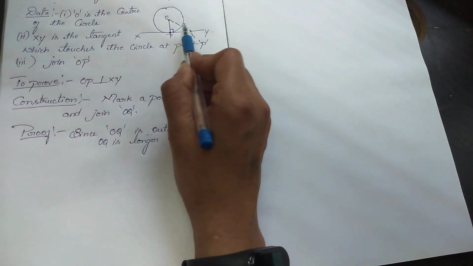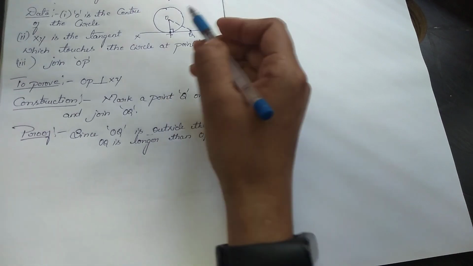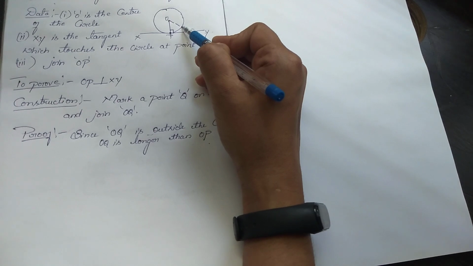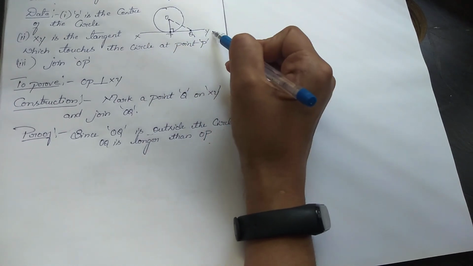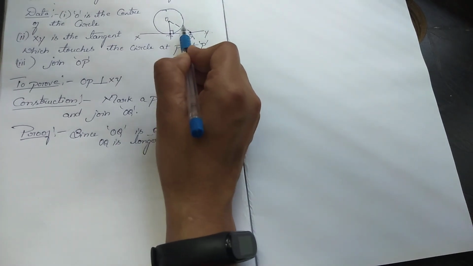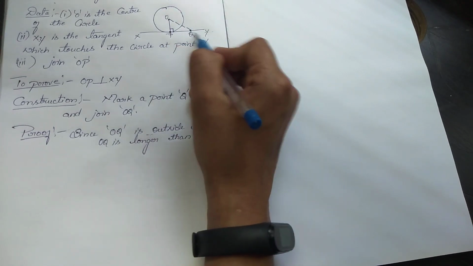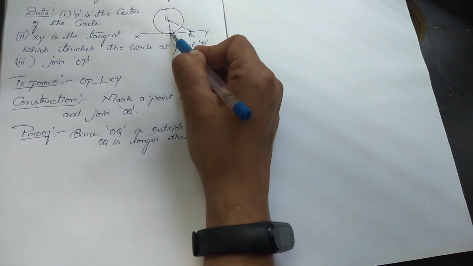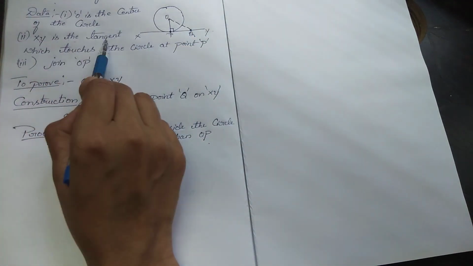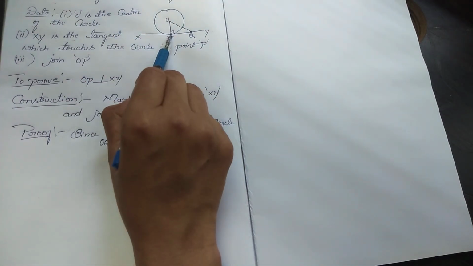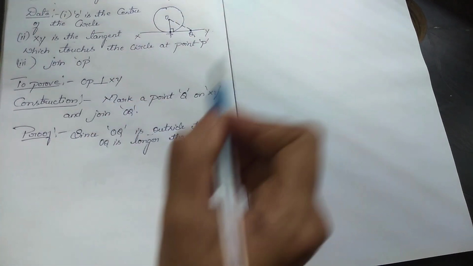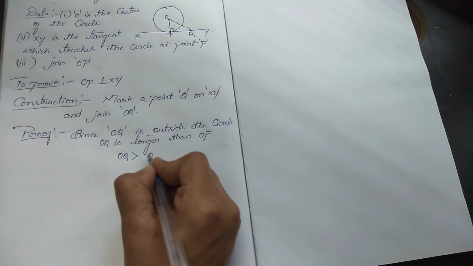If this point Q is inside the circle, then this tangent will touch 2 points. Along with P, it will also touch the point Q. Then this XY will become a secant and not a tangent. But we have already considered that XY is a tangent which touches the circle at only one point. Therefore, the point Q is outside. So OQ is always greater than OP. So write that OQ is greater than OP.